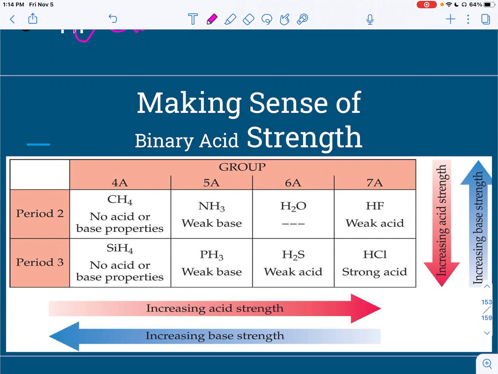So here we go with binary acids. Okay, so this is just binary. This is not oxy. As you go across a period, you increase acid strength. As you go down a group, you increase acid strength. And then its conjugate base is going to be the opposite. We already know that. So here is binary acid, just a little summary here. Remember, oxyacids have to do with the amount of oxygens or the electronegativity.